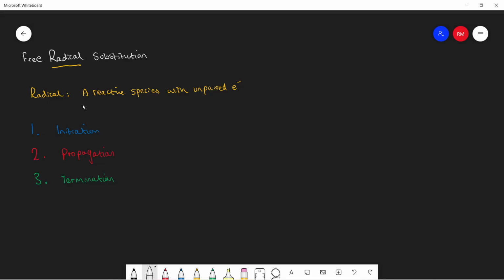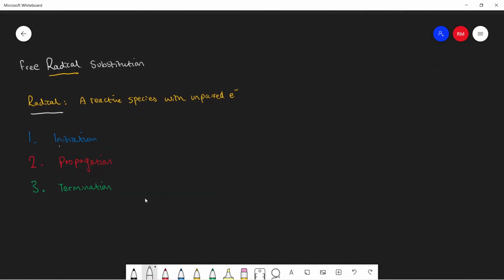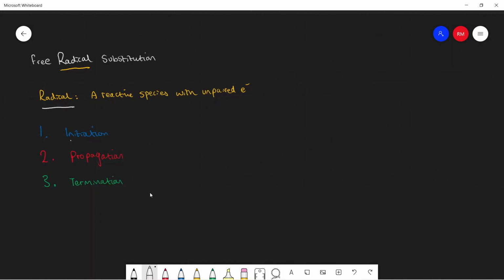Which gets into my point that radical substitution is very unpredictable and difficult to control. They're random because of the reactive radical produced in the initiation, which could collide with other species that we don't want. And by species I just mean intermediates, other reactants that we don't want, and a mixture of products are actually formed from this type of reaction. So yeah, not a very high yield of desirable products.